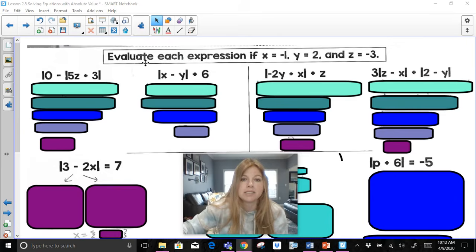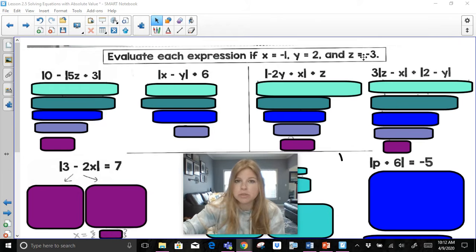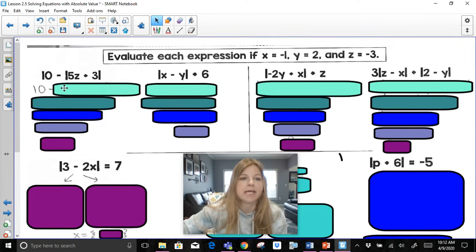Okay, here it says evaluate each expression if x equals -1, y equals 2, and z equals -3. If you feel like you can do these problems, I would strongly suggest that you pause right now, you copy these down, you try to work them out, and press play so you can see how you did. Otherwise, just follow along. Okay, this would become 10 minus 5 times my z is -3 plus 3, close the absolute value bars.